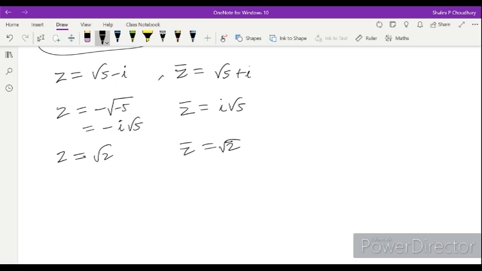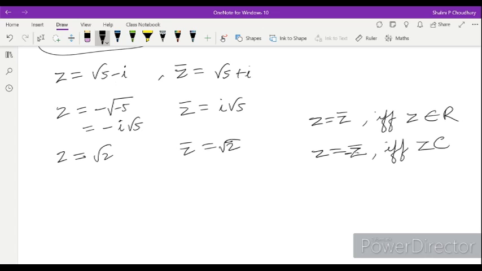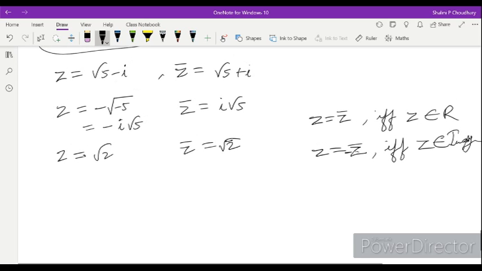Because we have seen earlier that z will be equal to z bar if and only if z is a real number that belongs to R, and z will be equal to minus z bar if and only if z belongs to imaginary numbers. That's why here z is equal to minus z bar.